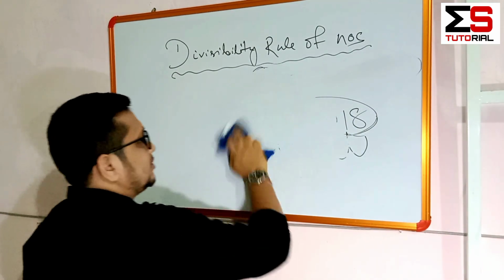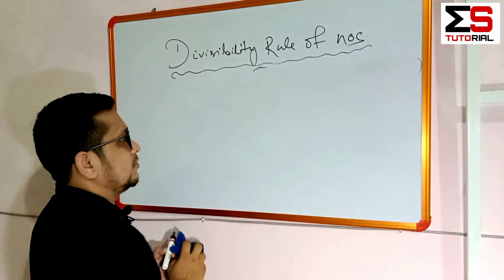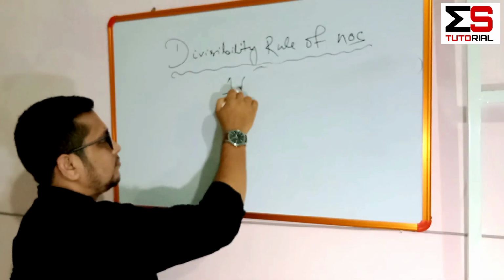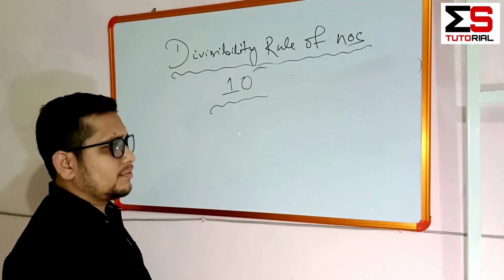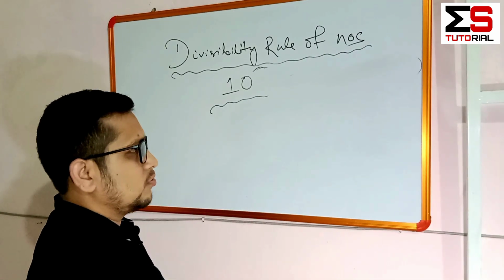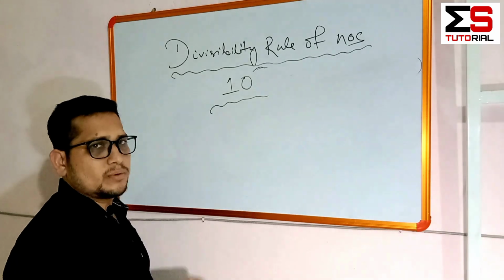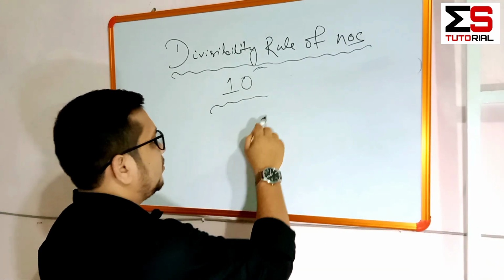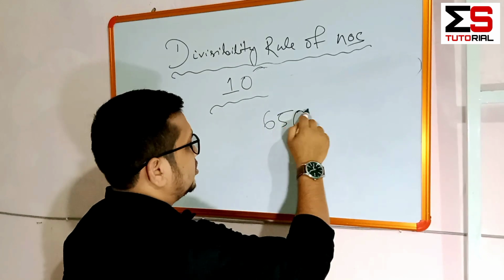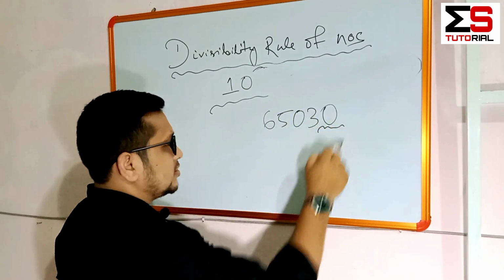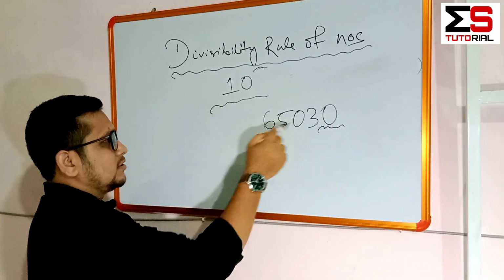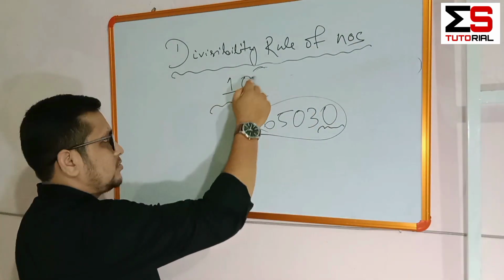Next, divisibility rule for 10. If there is 0 in the unit place of a number, then the number will be divisible by 10. Example, 65030. Here 0 is in the unit place, so this number will be divisible by 10.